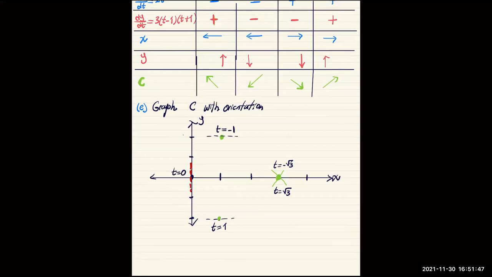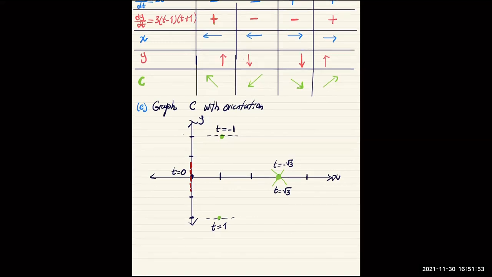Look at how consistent this is with the orientation. At t equal to -√3, we are there. At t equal to -1, we are here. Then at t equal to 0, we are here. At t equal to 1, we are there. And then later, which would be t equal to √3, we are back to this point.